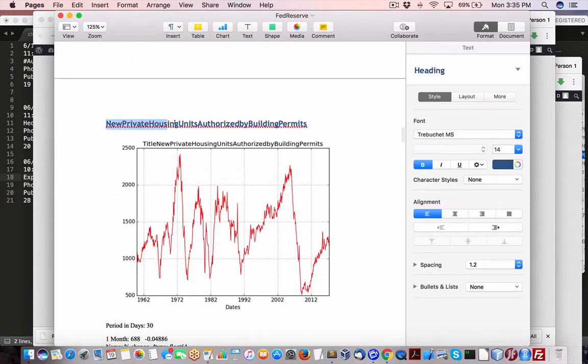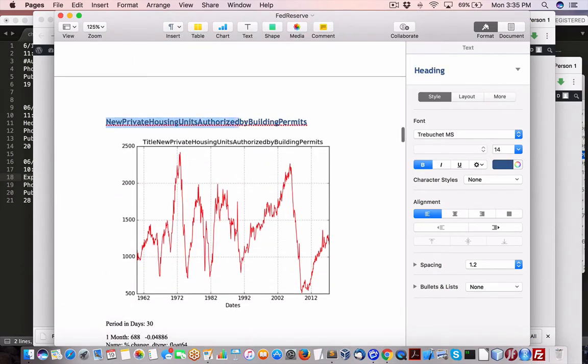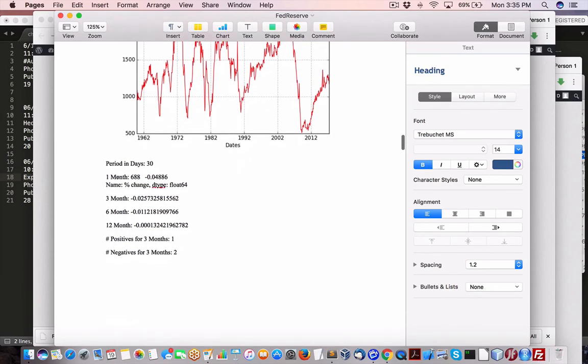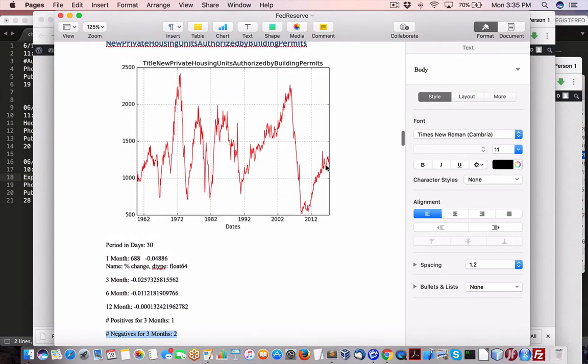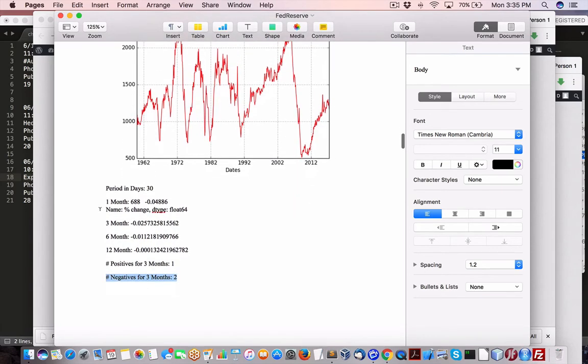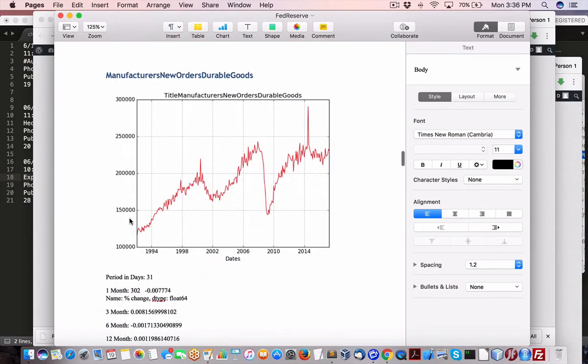Now, this is another big one. New private housing units authorized by municipalities for building permits. Again, last month, negative. 3 month negative, 6 month negative, 12-month negative. So you can see here there was 1 month positive, but 2 months negative. So that tells you that in the housing market, things are either slowing down or even contracting. Okay, so again, comes back to manufacturing of durable goods.